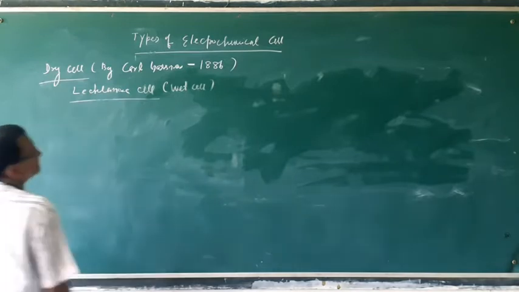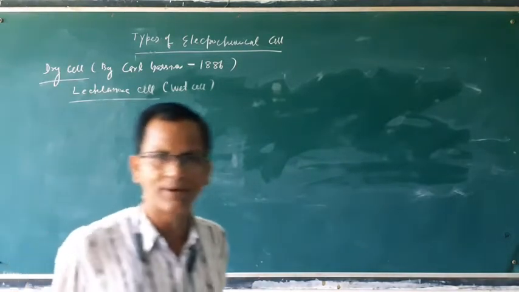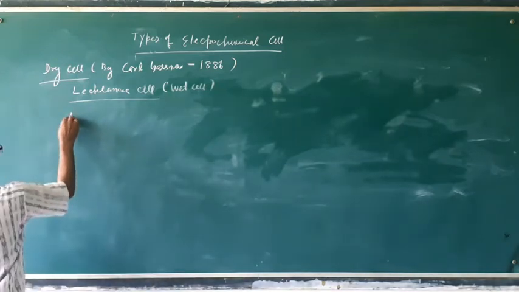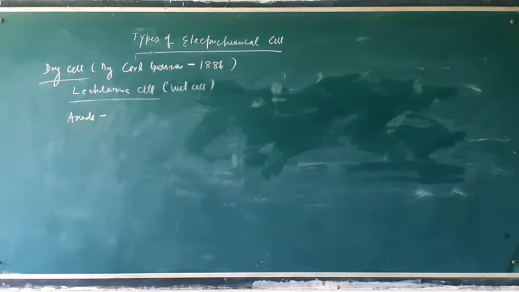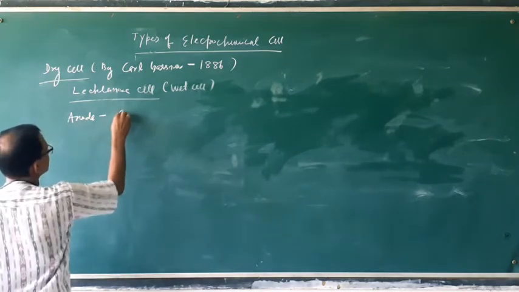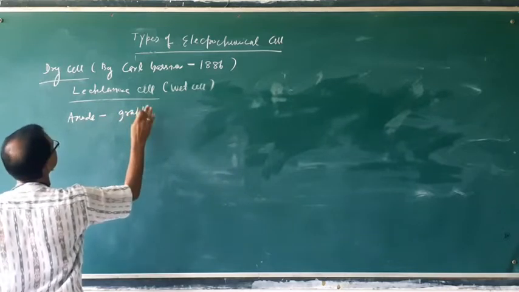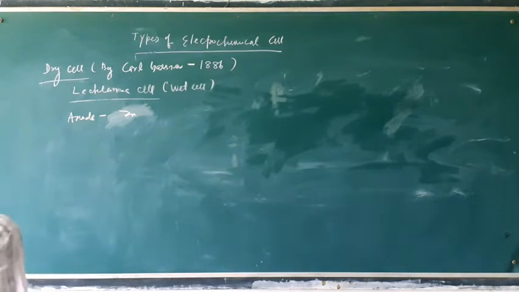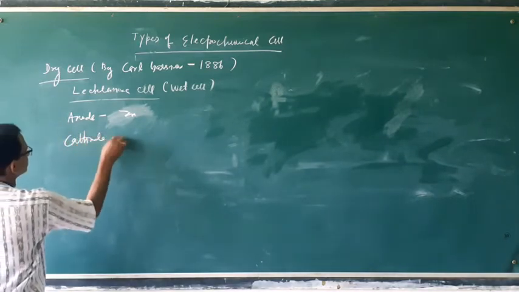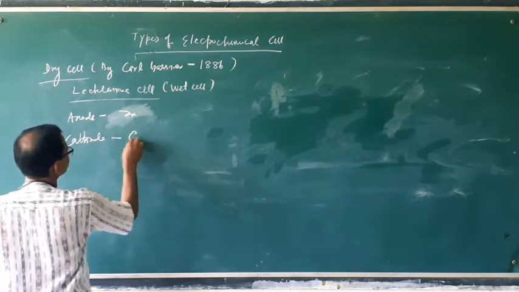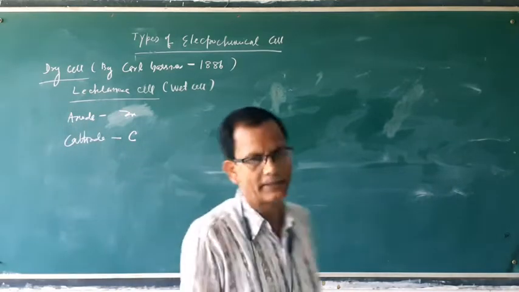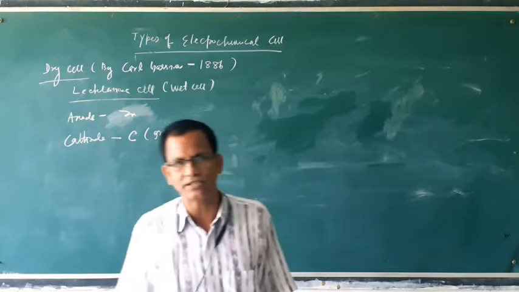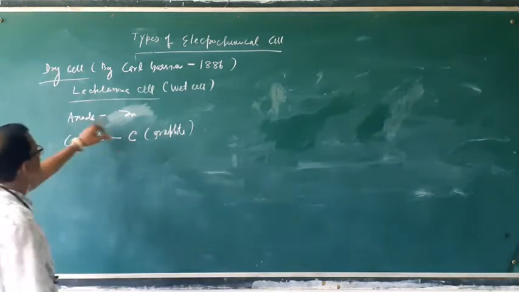What is the construction of a dry cell? What are the requirements of a dry cell? A cell has an anode, cathode and electrolyte. So which is the anode? Sorry, the anode is zinc. And the cathode is carbon, that is graphite, because we know graphite is a good conductor of electricity. That's why graphite is used as cathode and zinc is used as anode.